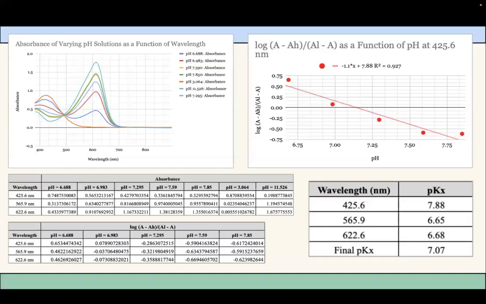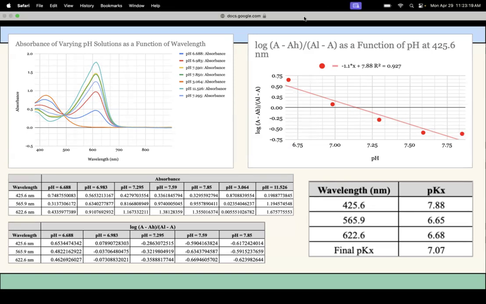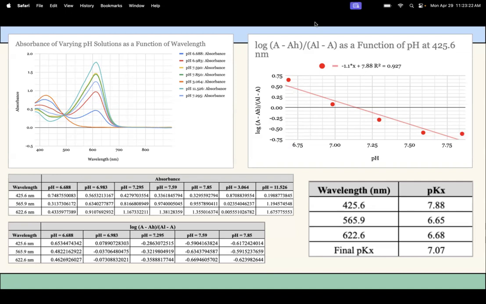Now for our results. If you look to the top left corner, that's the absorbance spectra of our pH solutions. And as you can see, there's an isosbestic point at around 490 nanometers. We then used this absorption spectra data to make the table at the bottom of 3 different wavelengths and their absorbance values for all pH solutions. We also made sure to note the absorbance values of the low pH and high pH solutions at these wavelengths because we would need them to compute the pKx's of the 3 solutions.